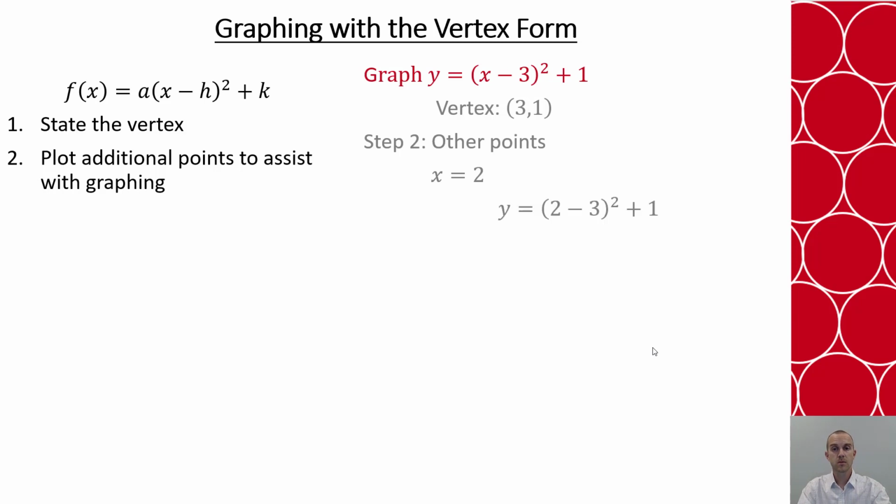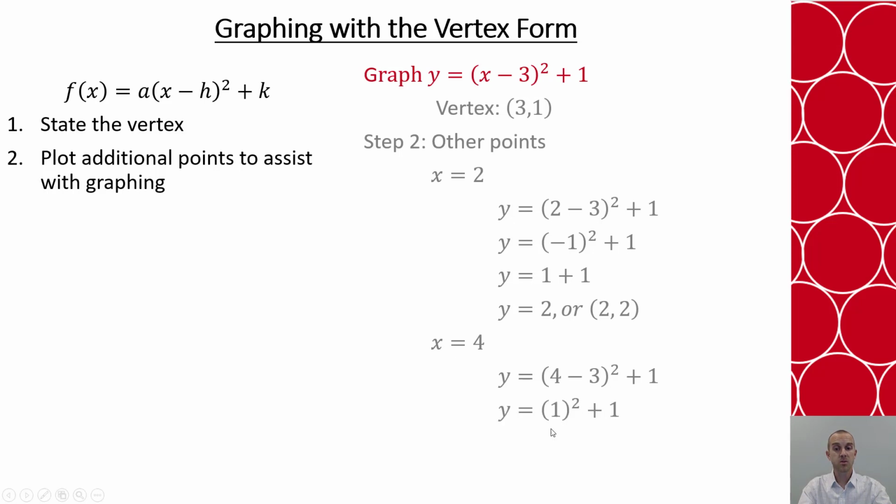So at 2, 2 minus 3 squared plus 1. Negative 1 squared is positive 1. 1 plus 1 is 2. So that tells me that my x value is 2, my y value is 2, so I can plot the point 2, 2. Now let's try 4. So I'm on each side of my vertex. So 4 minus 3 squared plus 1. 1 squared plus 1. 1 plus 1 is 2. So I've got 4, 2 as a point on the other side of the vertex.